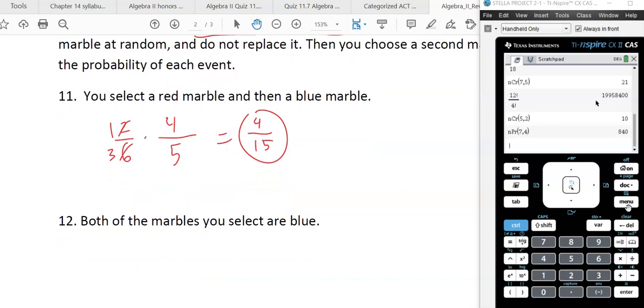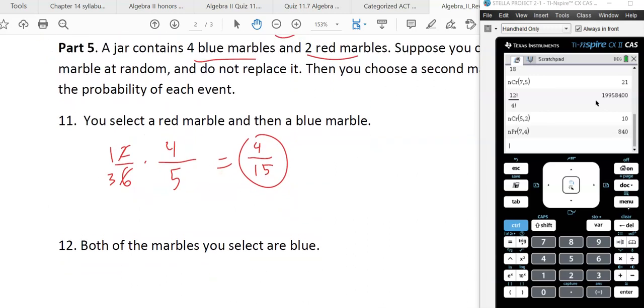Both marbles are blue. So that would be 4 out of 6 times 3 out of 5. Right, 4 out of 6, the 3 and 3 cancel. So I get 2 over 5. 2/5 chance, 40% chance.